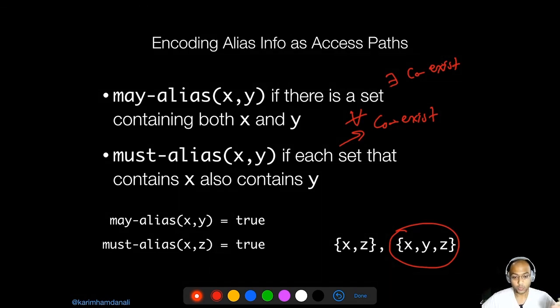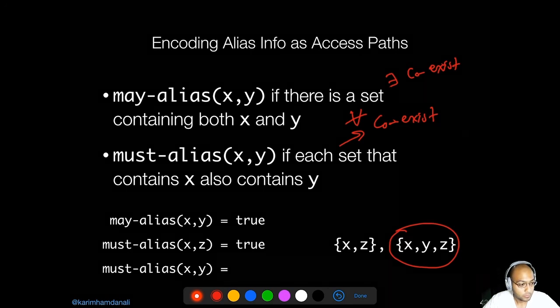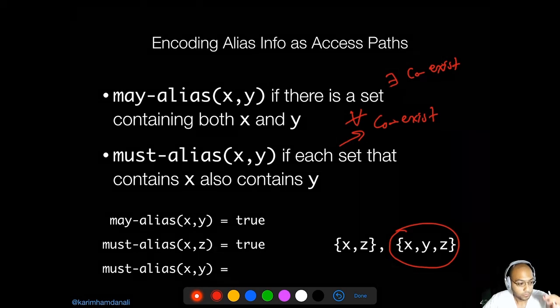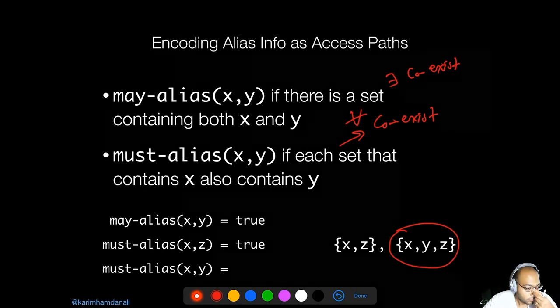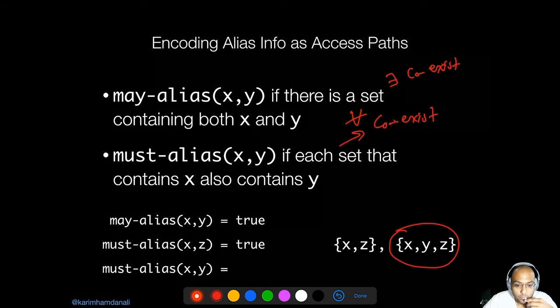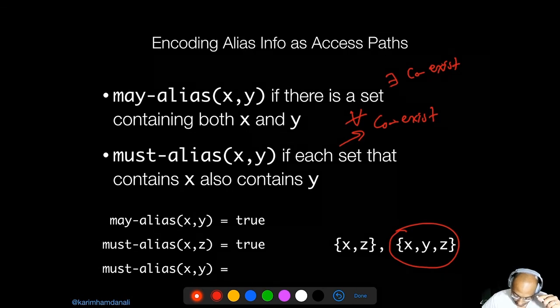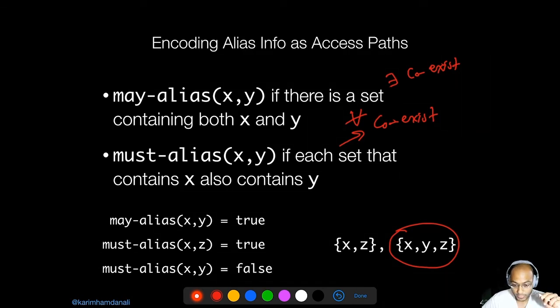What about must alias xy? Is that true or not? Based on those definitions here. False, because it is not in x and z. Exactly, because there exists xz where x exists but y does not exist. So I cannot say must alias xy, but I can say may alias xy.